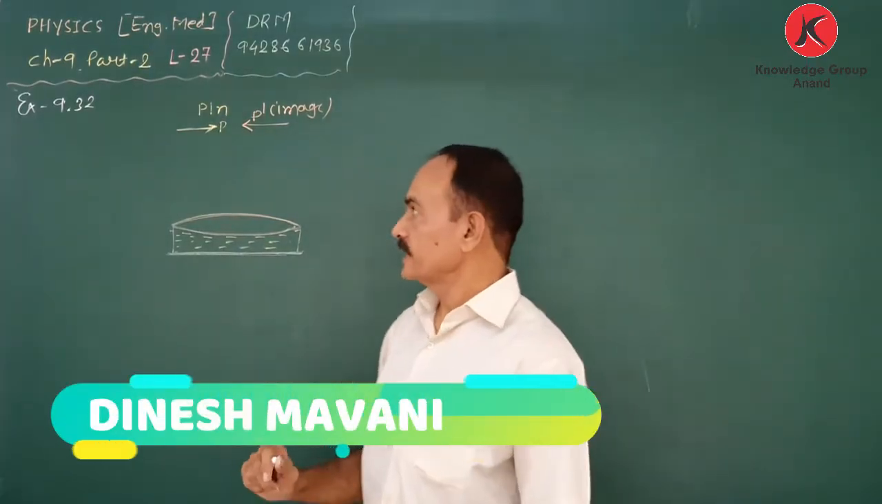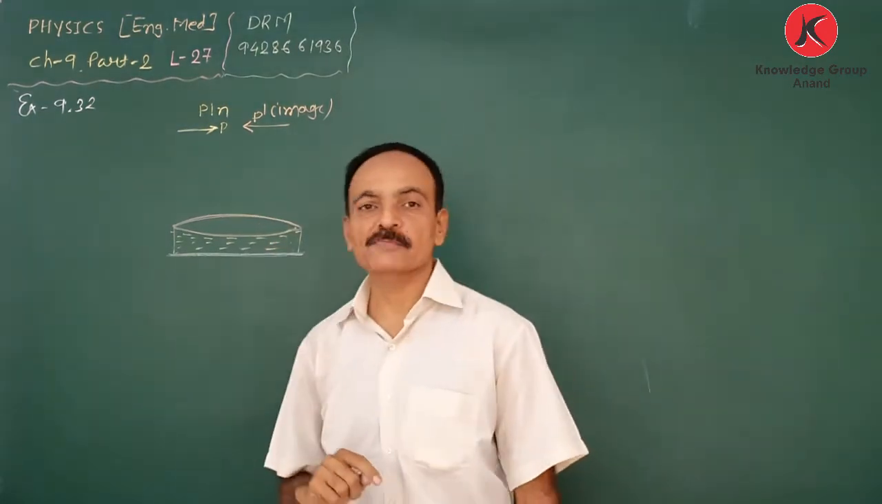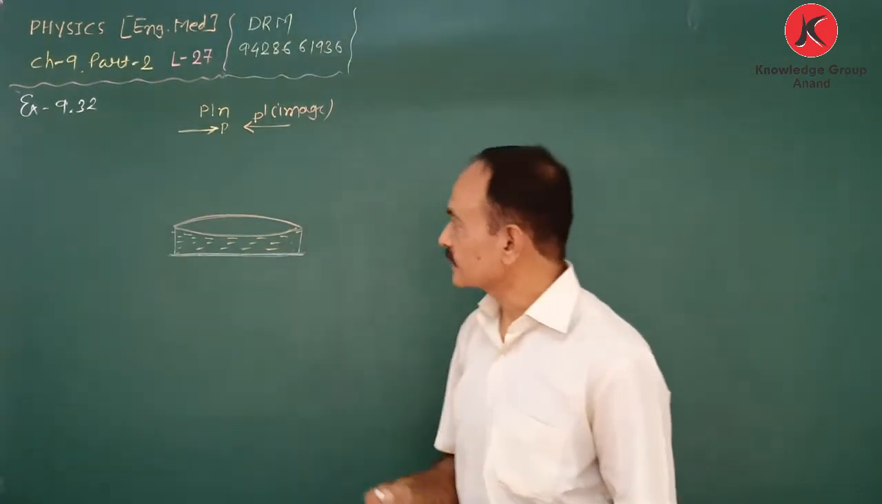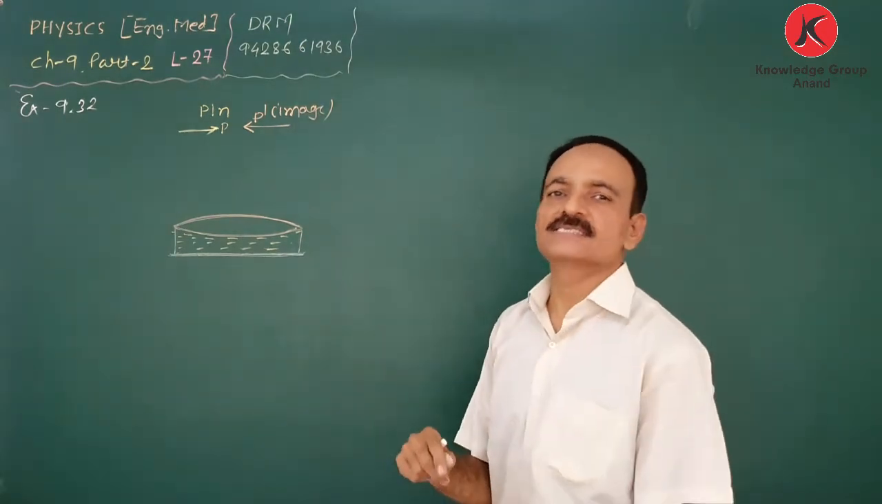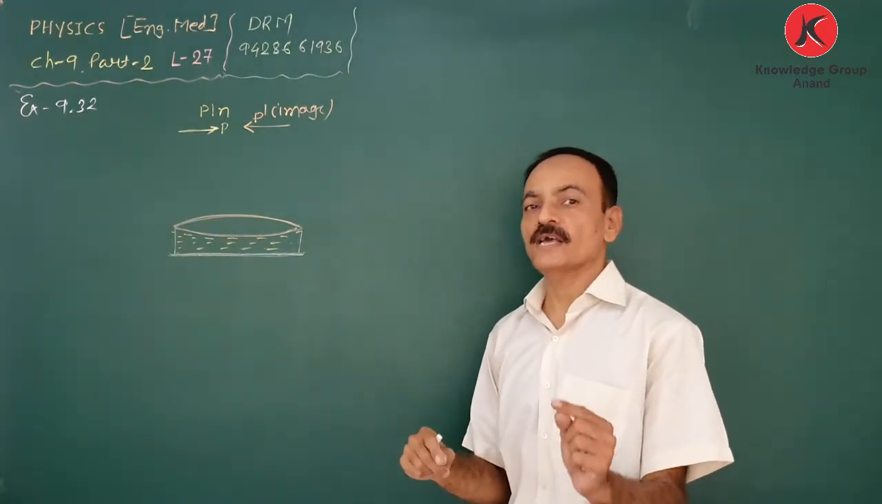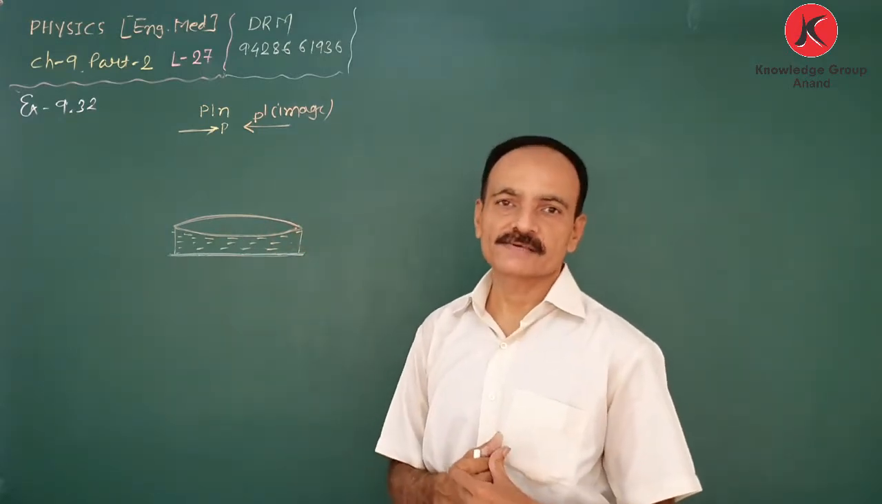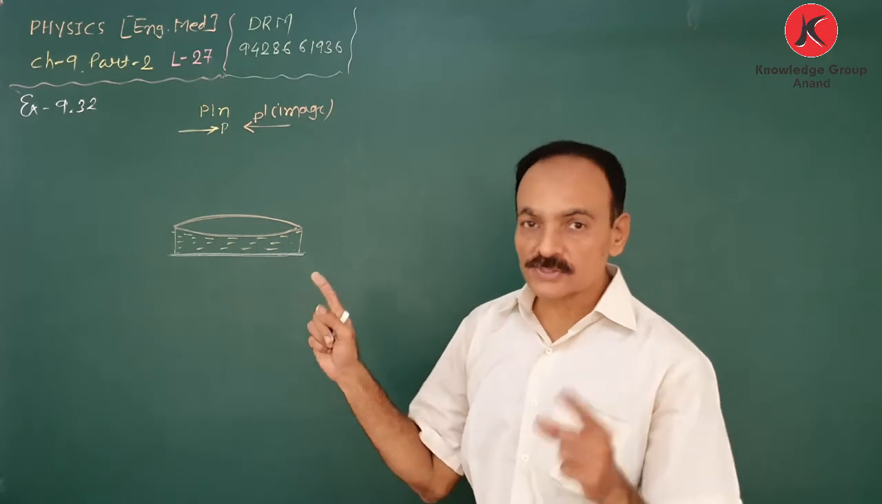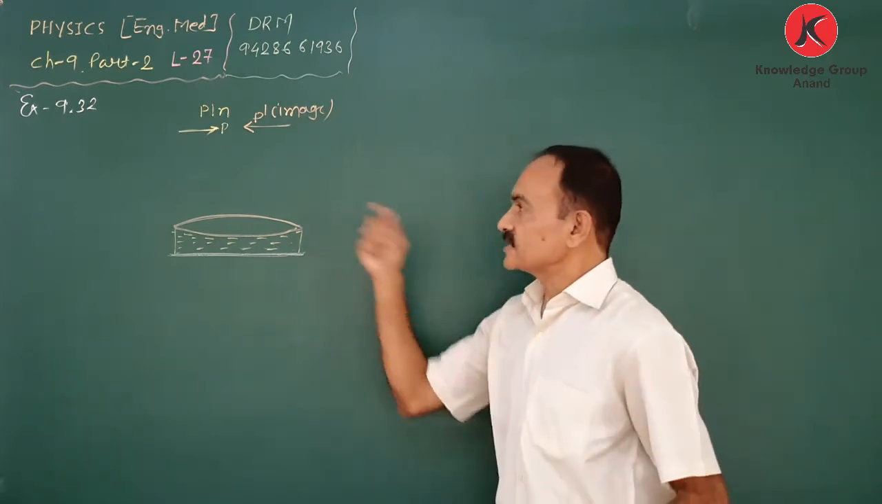Good morning friends. Today we are going to discuss the last numerical of exercise 9.32. Listen and learn this numerical carefully, because on the same basis we are going to perform the experiment to find out the refractive index of a liquid. That is also in our practical syllabus. It's shown in the figure.